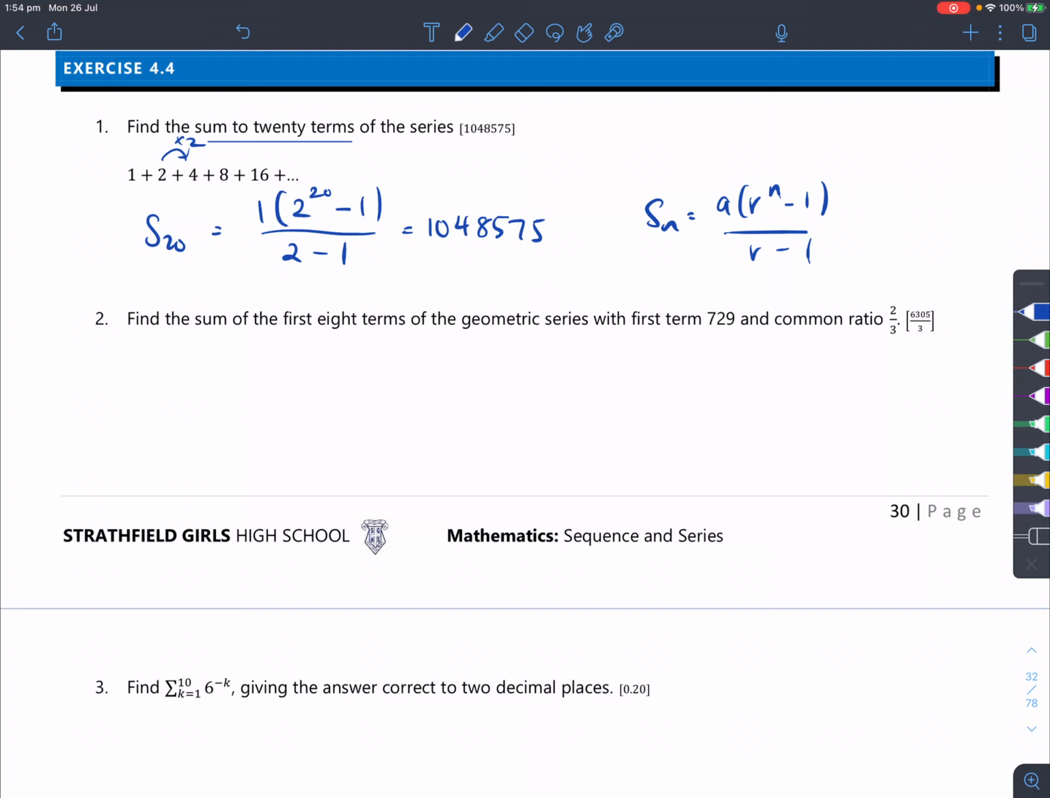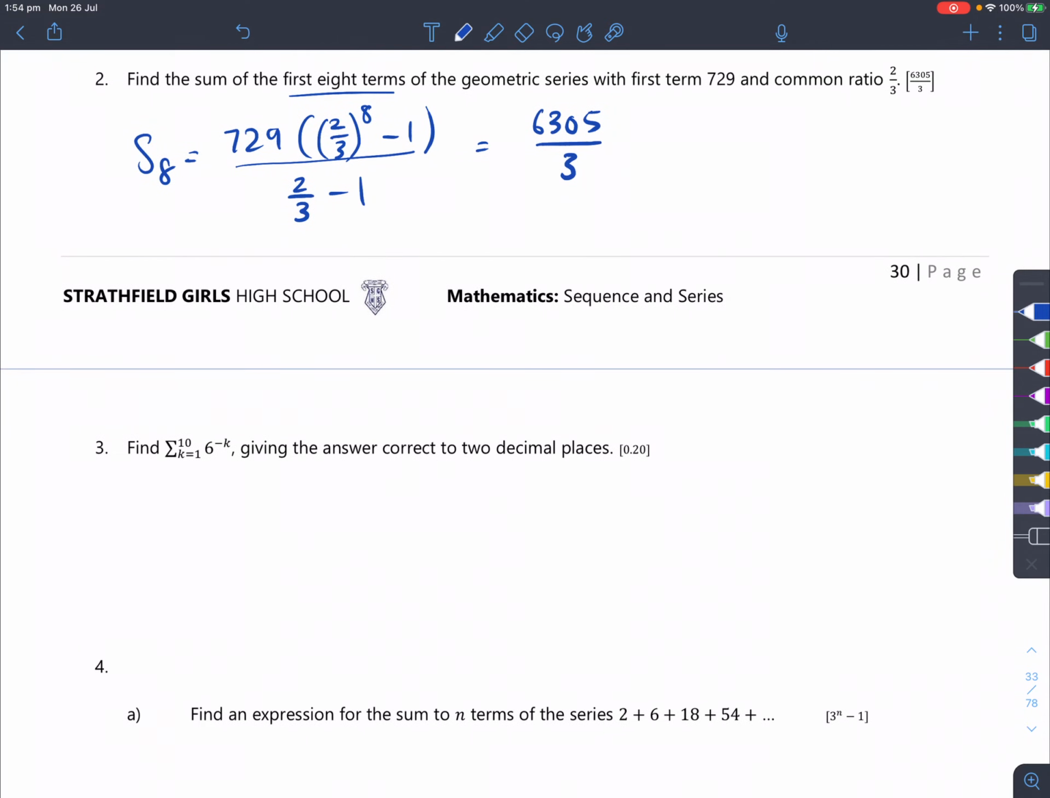Question 2. Find the sum of the first 8 terms of the geometric series with the first term 729 and common ratio 2/3. So again, let's use this formula. In this case, we're finding S8. That is equal to A, which is 729, the ratio being 2/3, so I'm going to write that in brackets and get ready to raise all of that to the power of 8, minus 1 over the ratio, which is 2/3, minus 1. Now putting that on our calculators does give you that answer, which is 6305 over 3.